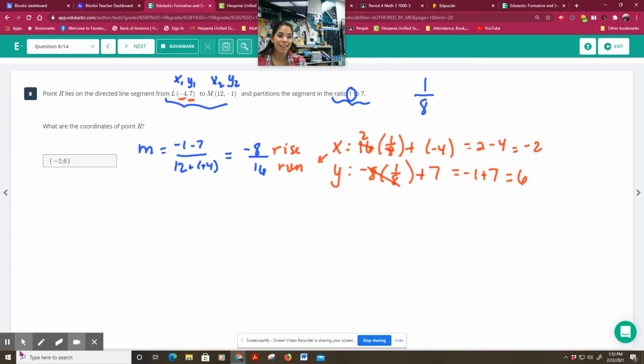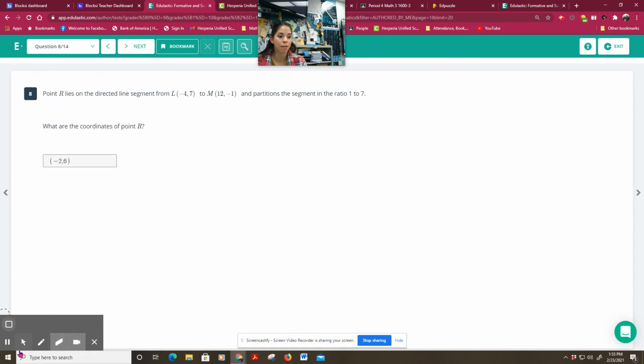All right, so the y value is a 6. And there it is. Negative 2, 6 is the coordinates of point R. Let me clear all this.